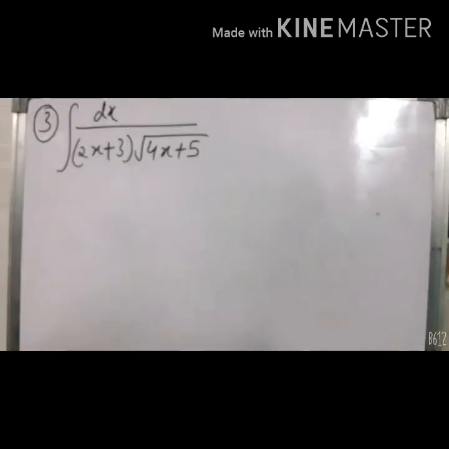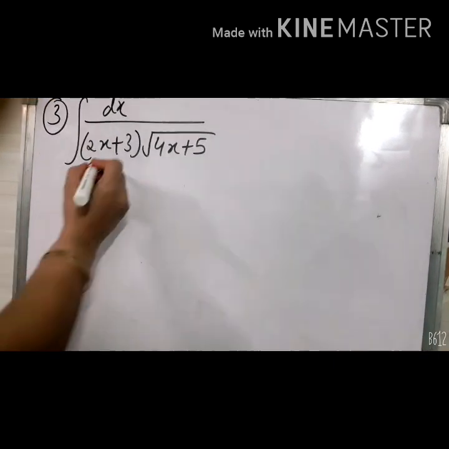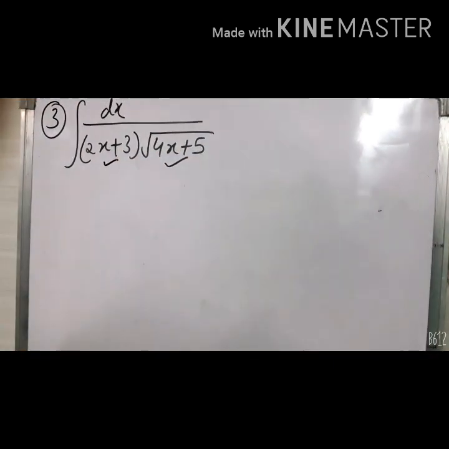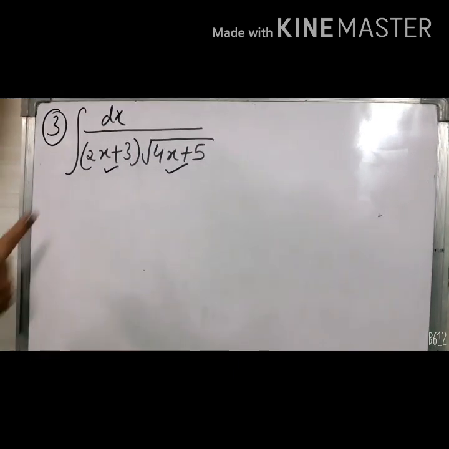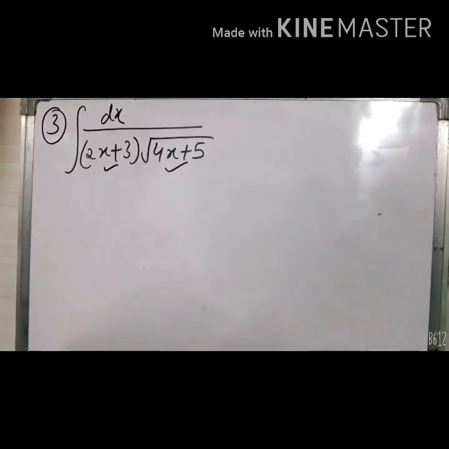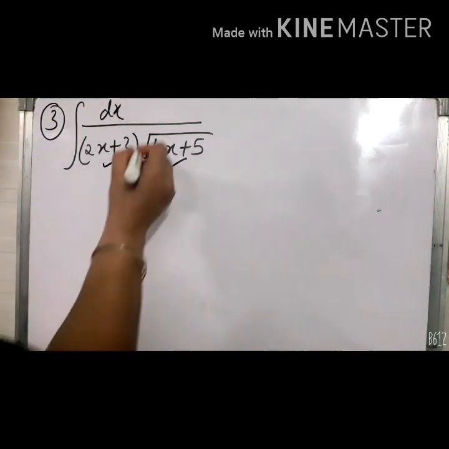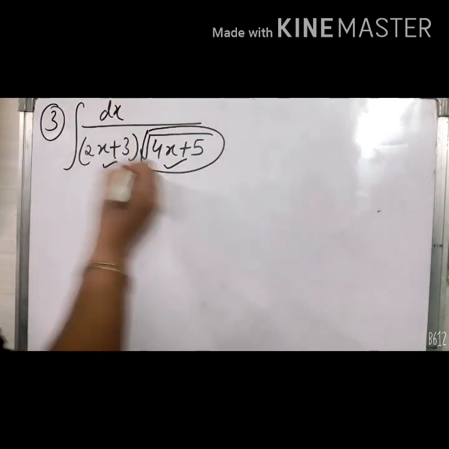This is the third question: dx by (2x plus 3) under root of... Can you see both are linear? Again, please remember the forms. This is px plus q under root of ax plus b. So when both are linear, one is without root and one is under root, so take the under root as the substituted value.